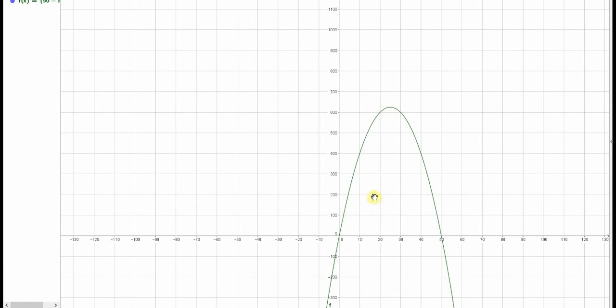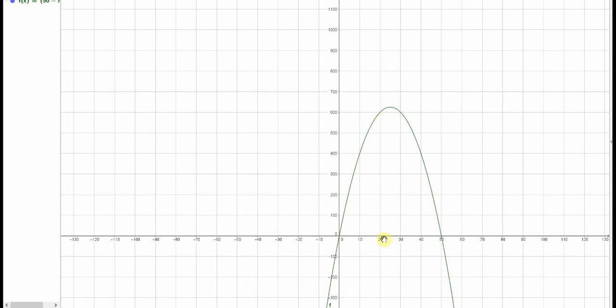Okay, so what does this graph represent? W was the width. If we have a width of 10, then the area would be 40. Okay? If we have a width of 20, then the area would be 600.